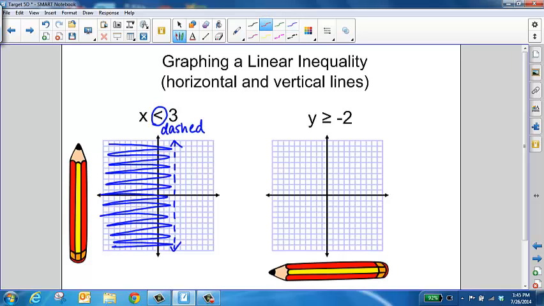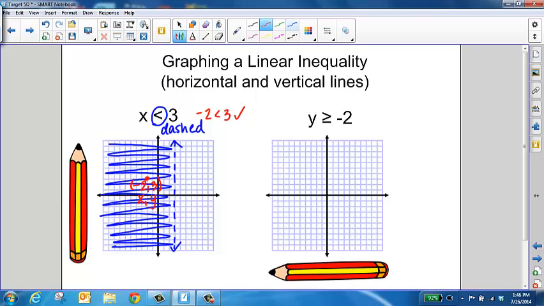So again, check a point. Let's use the point, how about -2, 3? Now the x value of that point is -2, so that's what we're going to substitute into our inequality here. So is -2 less than 3? And yes, it is. So we did shade the correct side of that line.